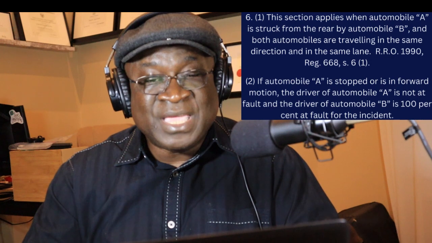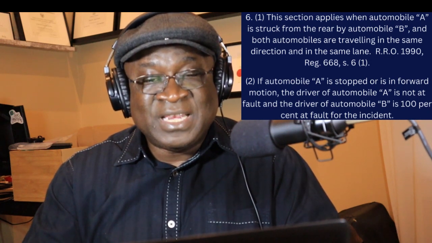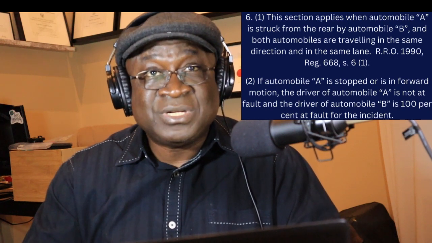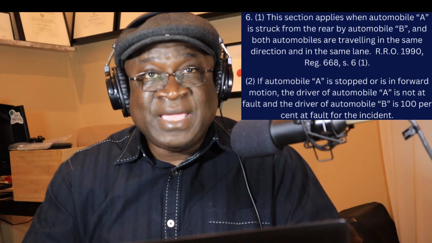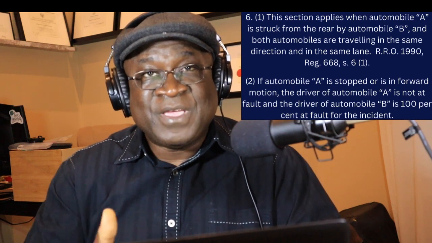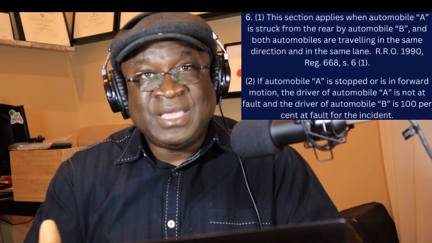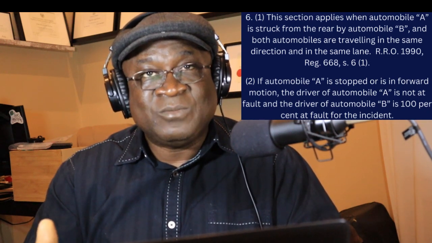So Rule 6 says this section applies when automobile A, which will be the automobile in front, is struck from the rear by automobile B, and both automobiles are traveling in the same direction and in the same lane. So if you're in the same lane, in the same direction, and the car behind strikes the one in front, very easy, it's 100% at fault. And it says if automobile A is stopped or is in forward motion, the driver of automobile A is not at fault, and automobile A is the vehicle in front, and the driver of automobile B is 100% at fault for the incident, which is the driver behind.